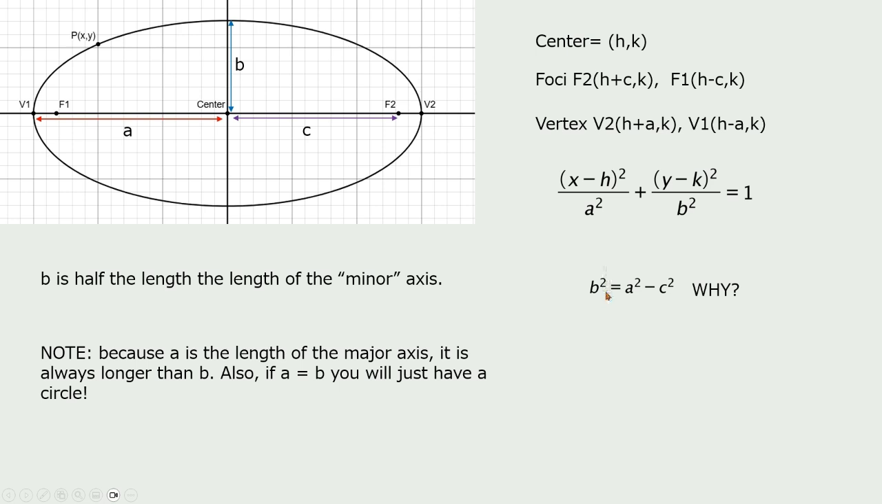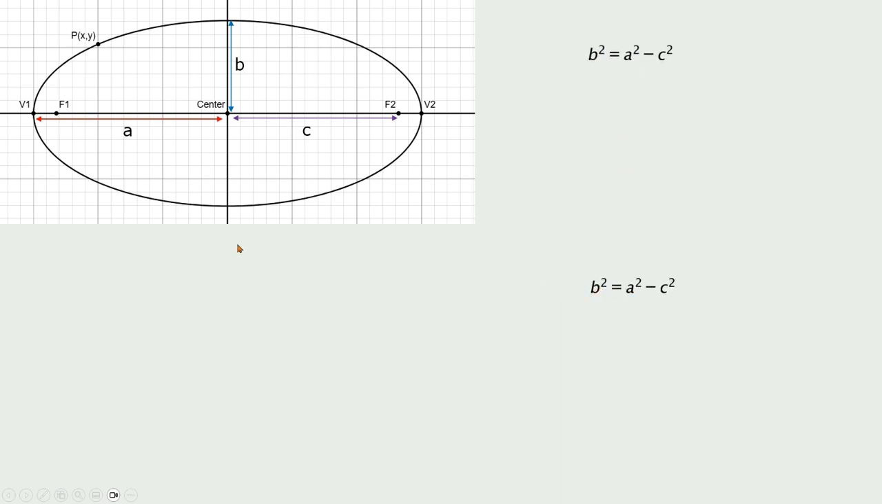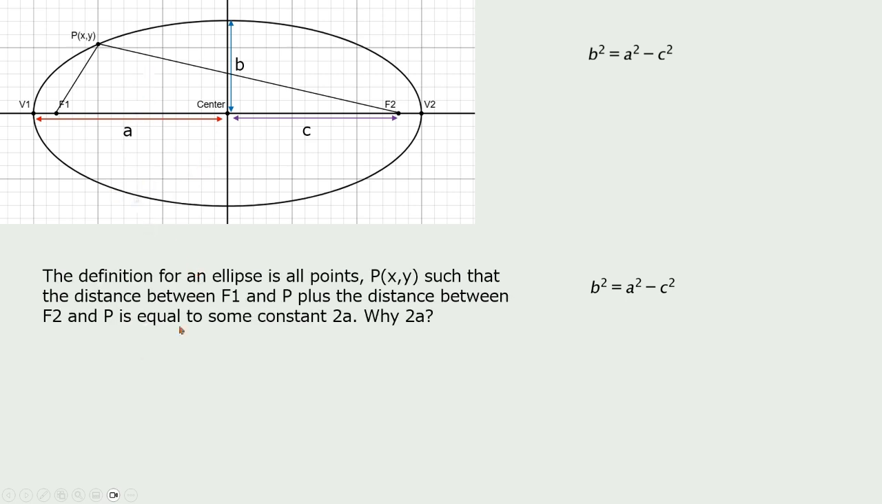Also, we noted b squared equals a squared minus c squared. Why? Well, it is the Pythagorean theorem. So take a look at this ellipse. And remember that the definition is the distance from F1 to any point and F2 to any point, when you add it together, it's the constant 2a.